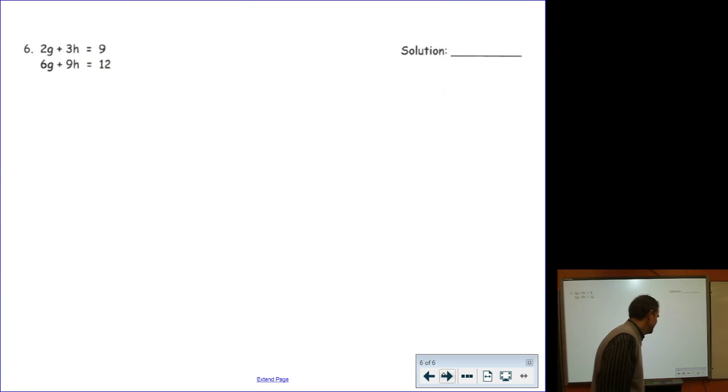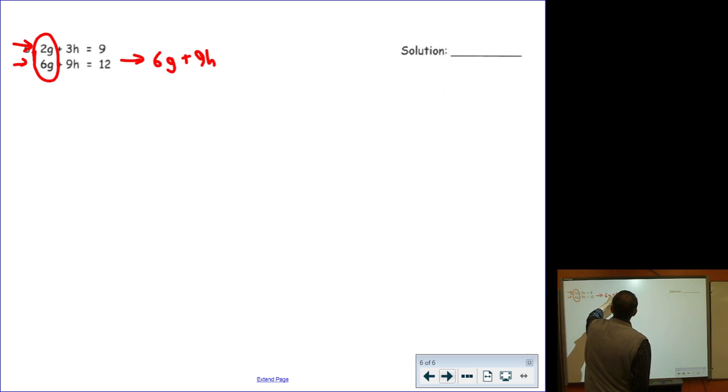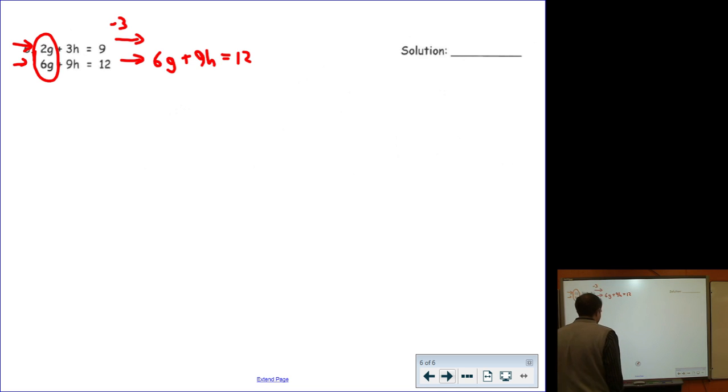Last up, problem 6. I guess I'm going to go ahead and cancel out the g's. I would be multiplying the top equation by 3 so that I end up with a 6 here and a 6 here, right? But I want one of them to be positive and one of them to be negative. Since this one's already a positive 6, I'll just go ahead and leave it alone. And I'll turn this one into a negative 6 by multiplying by negative 3.